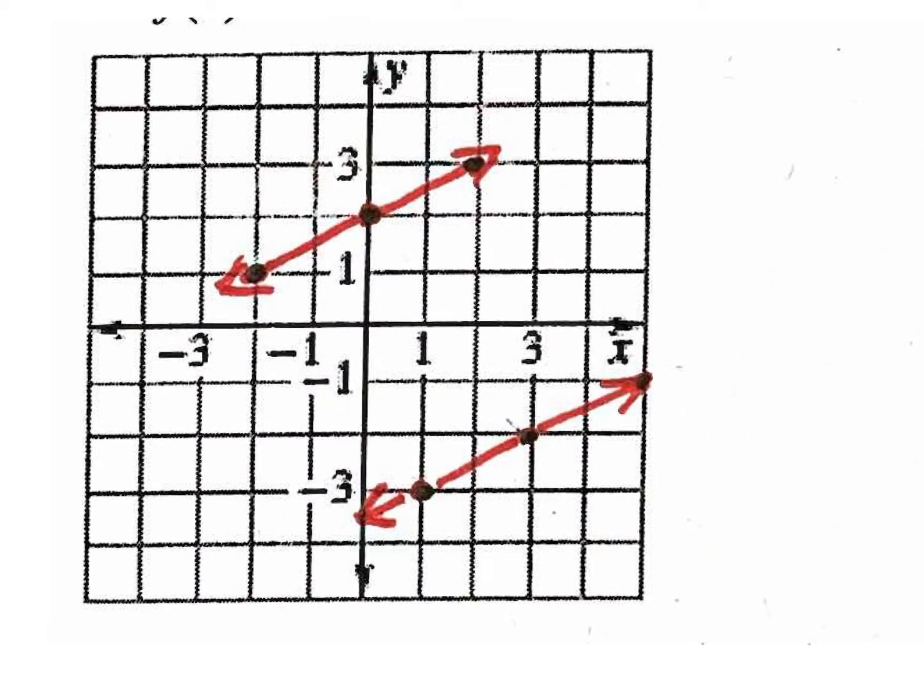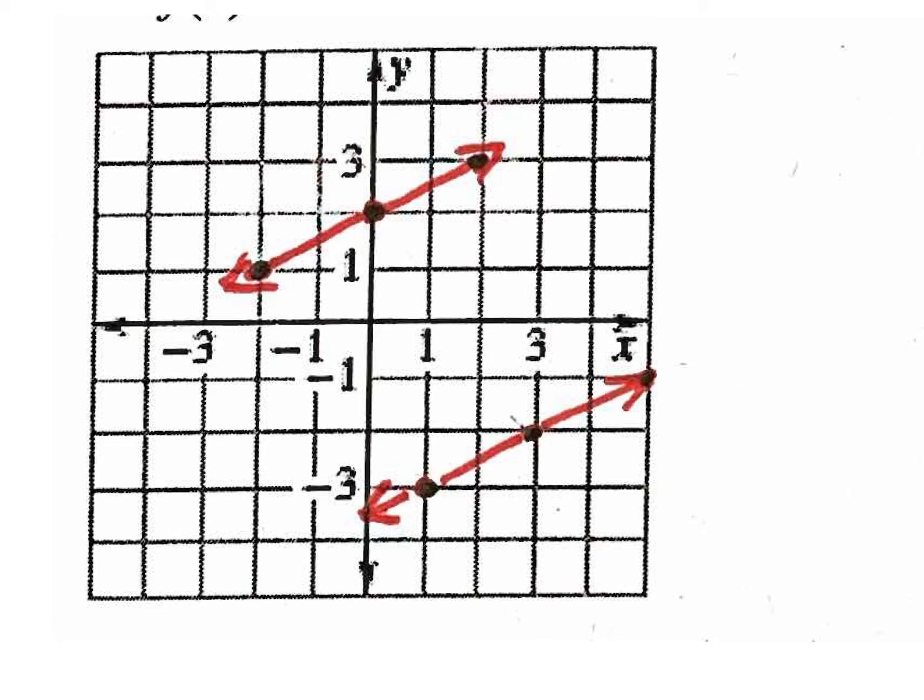Is that consistent or is that inconsistent? That is inconsistent. Why is that? Because it has no solution. They're parallel. They never cross. But you can only be sure they're parallel by really analyzing their slope, right?